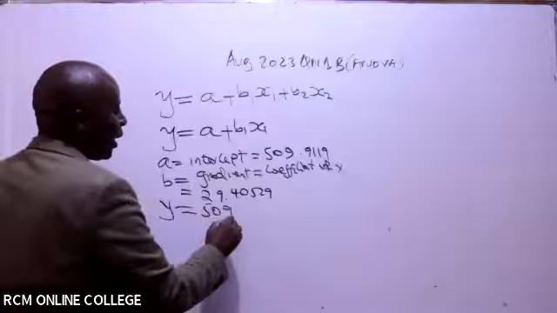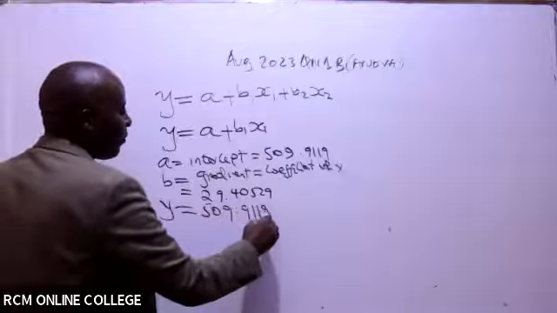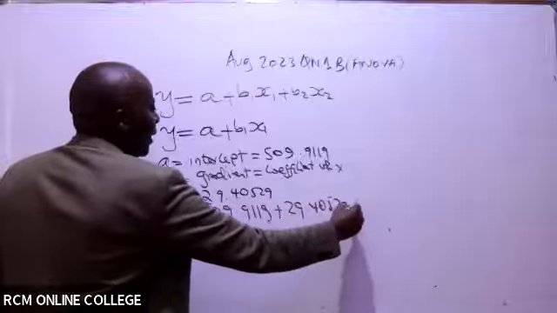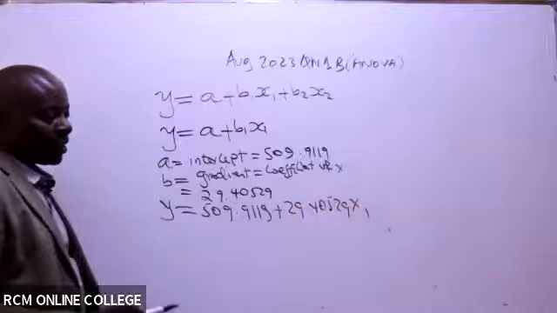And now the moment you have that, our y will be equal to A, that is now 509, plus B, 29.4529, x1, or just x, it doesn't matter, like that.